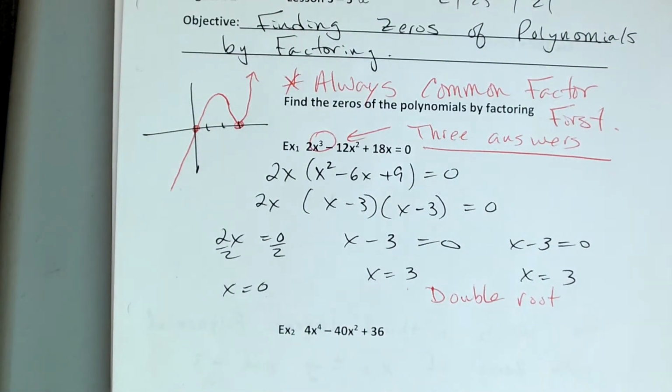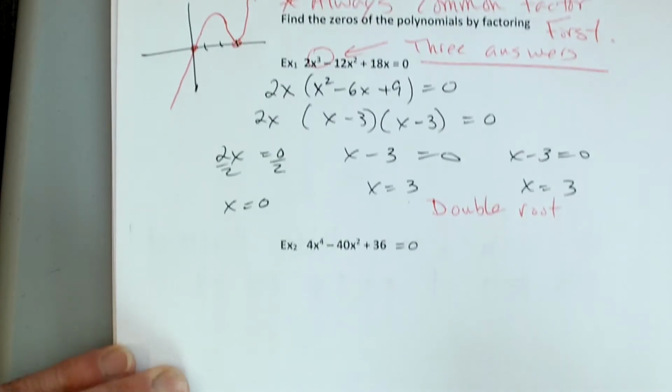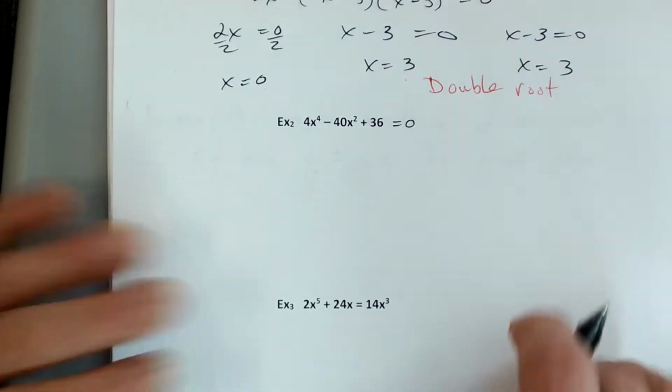And you can put it on your calculator. You can double check if you want to. You can take a look at it. Oh, I forgot to put an equal 0 here. Silly me. Put an equal 0 there, okay? Slide that up. Example 2.